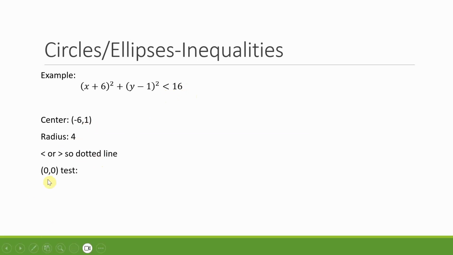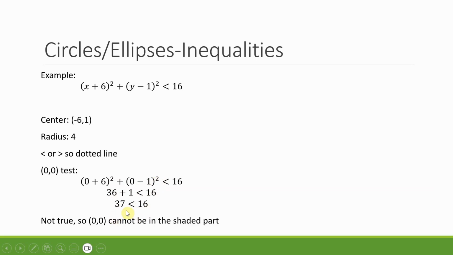So I'm going to use that 0, 0 test. If I plug in a 0 for x and a 0 for y, this is what I get. So the zeros go away, and 6 squared is 36. -1 squared, with the -1 being in parentheses here, becomes +1. So 36 plus 1 less than 16, or 37 is less than 16. That's not true. 37 is not less than 16. So 0, 0 cannot be in the shaded part.